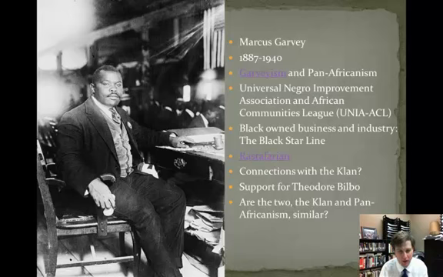So the Klan and Pan-Africanism were very similar. They had the same objective: a separate black society and a separate white society. A lot of people don't realize, but Rastafarianism, which is very popular with the reggae crowd, is actually a black separatist movement in and of itself. And I have a link here to a Bob Marley song entitled Exodus, and if you listen to the lyrics, it becomes very clear about that.